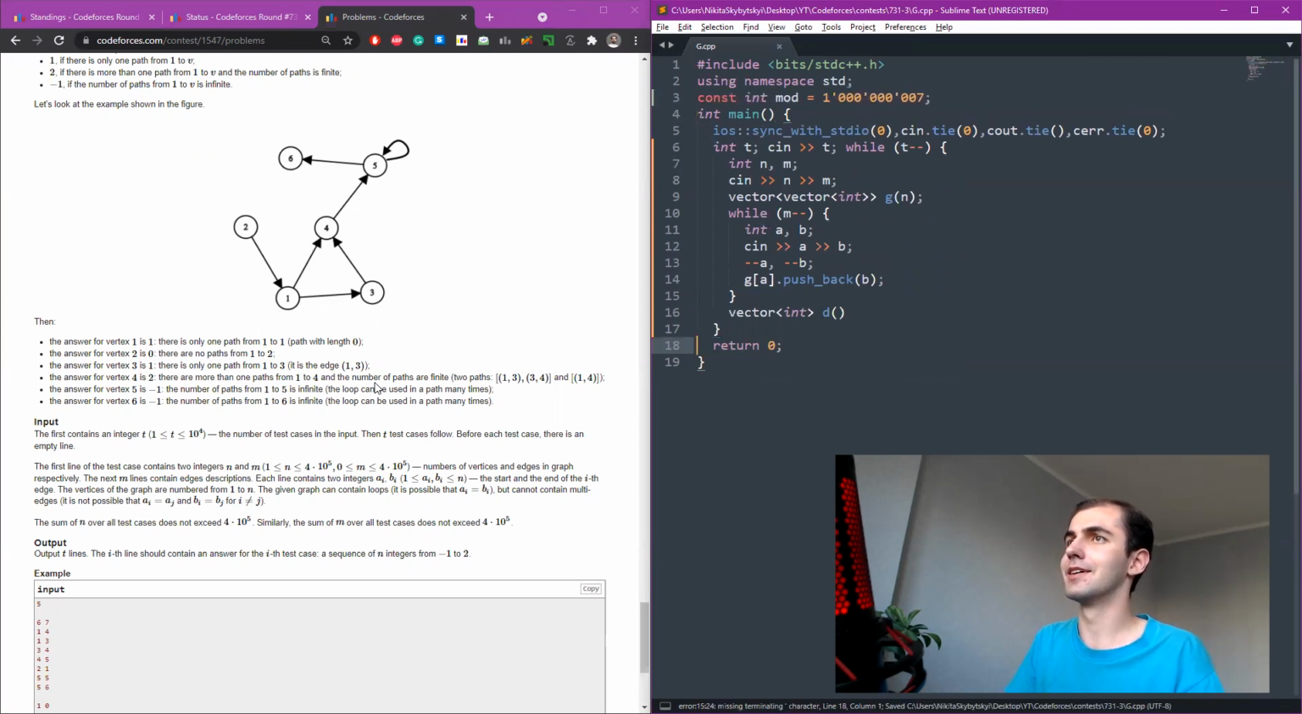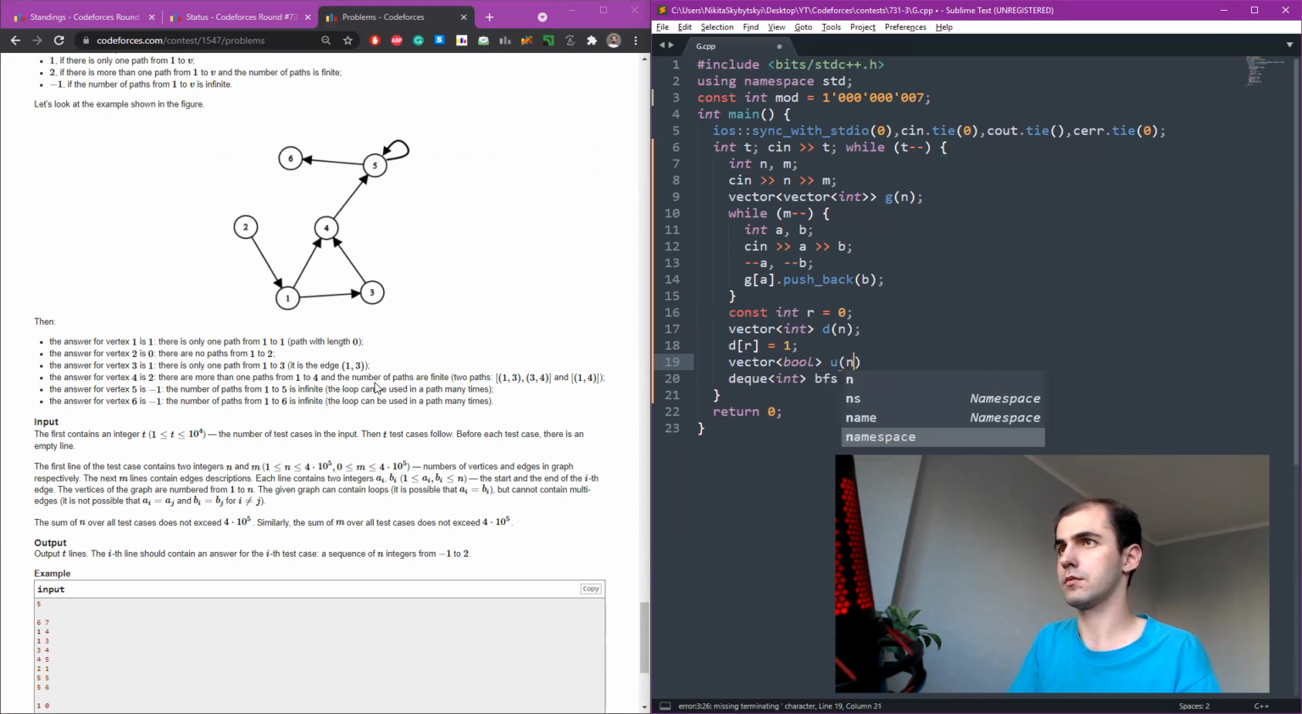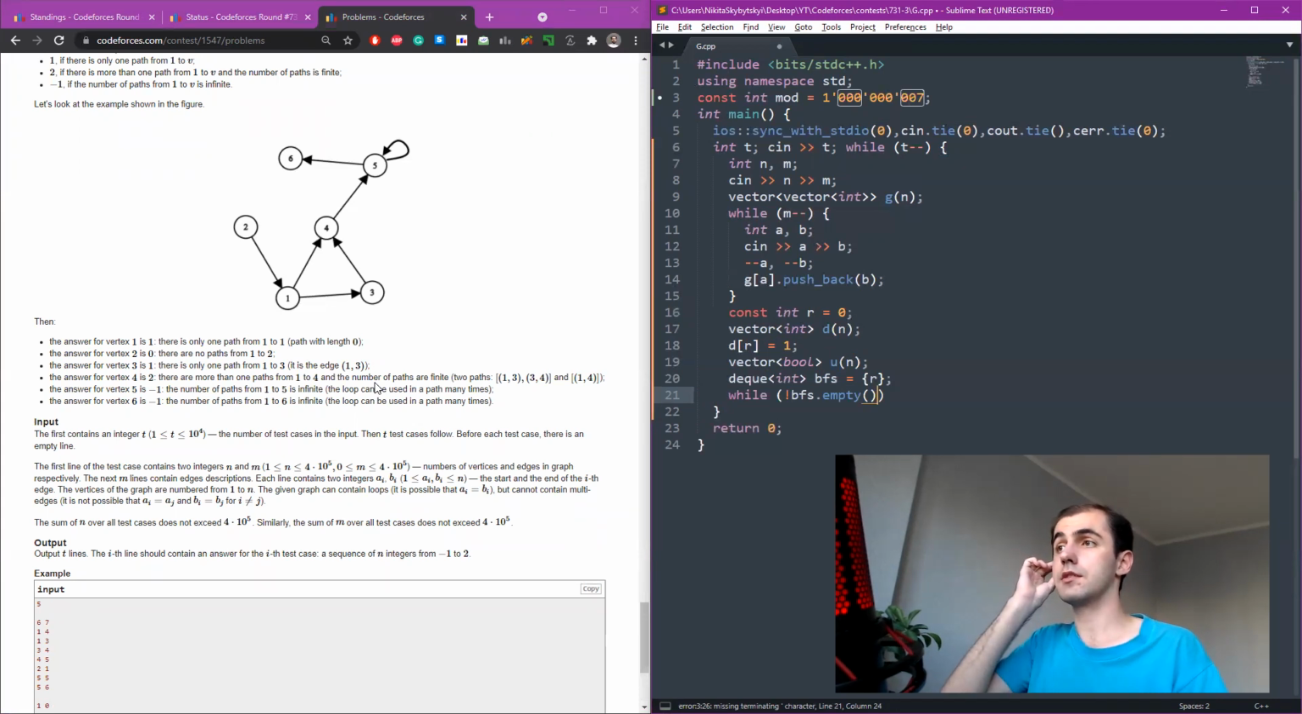So we will use it as a dummy modulo with the following idea in mind. So say root is 0, d of r is 1. While BFS is not empty. Is it BFS or is it not BFS? It's not, right? It's not.